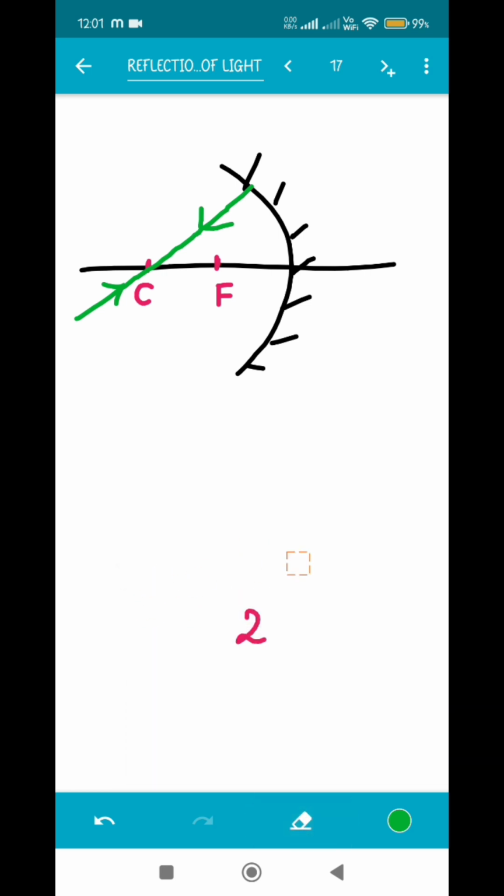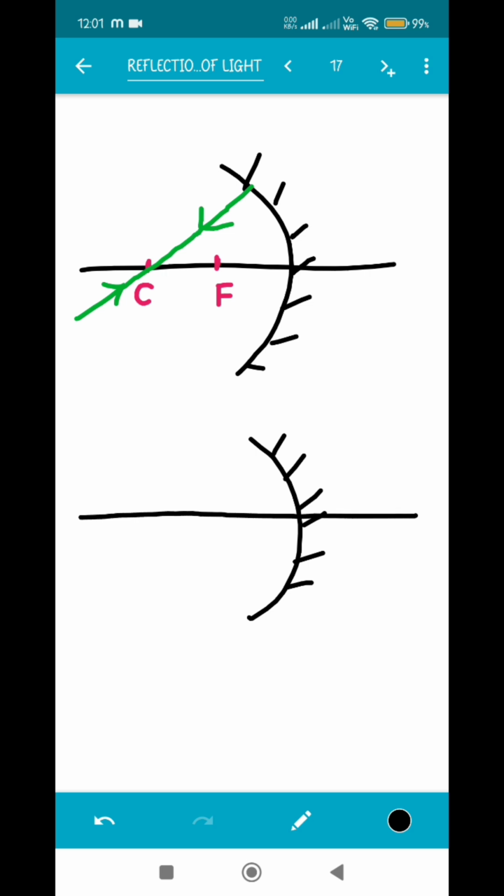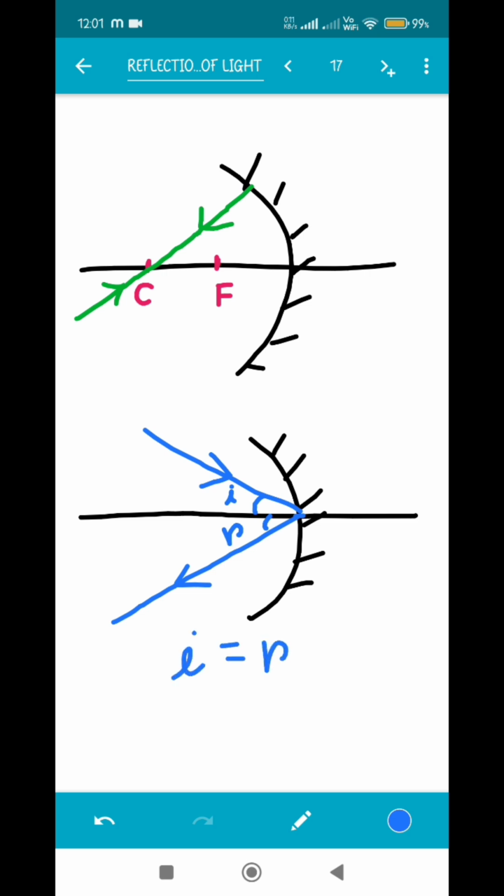And finally, we have the law of reflection, which we have studied earlier. If a ray of light strikes the pole of the mirror with an angle of incidence I, it will reflect with an angle of reflection R. And you know angle I is equal to angle R according to the laws of reflection. Okay, so these are the rules which we will use while making the ray diagrams.